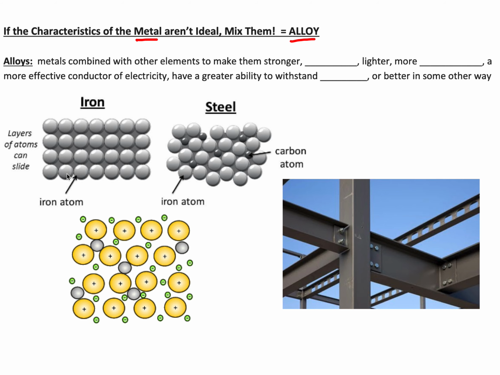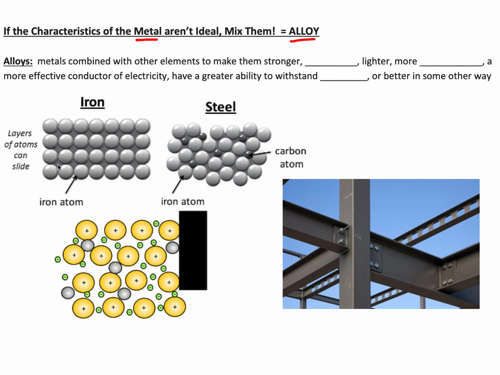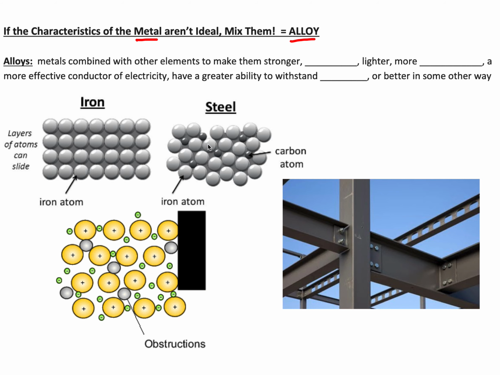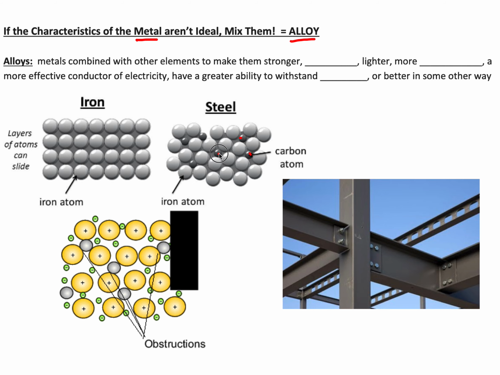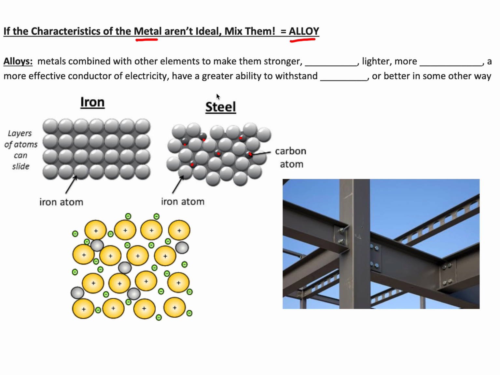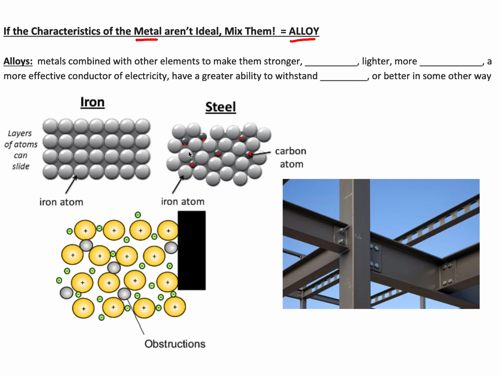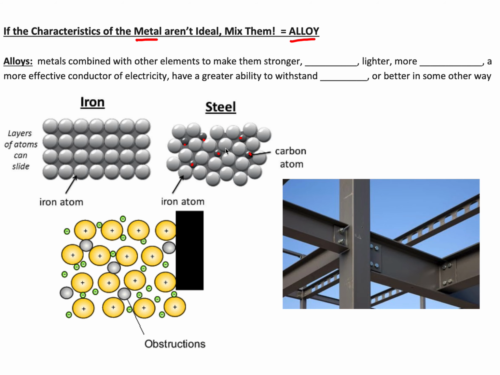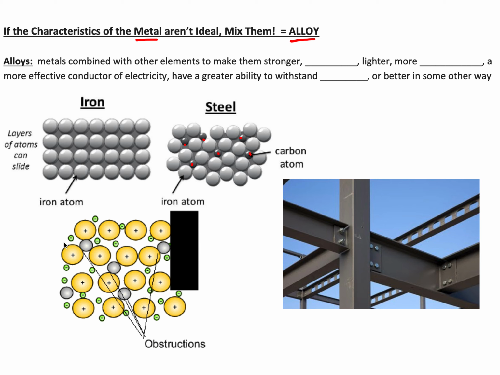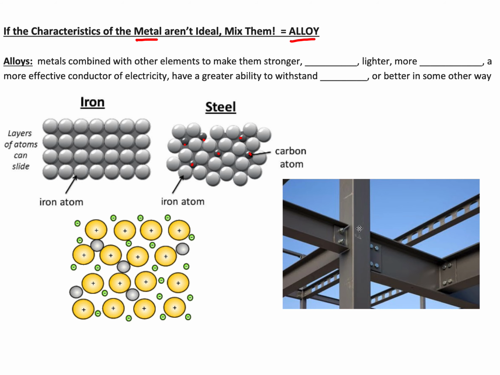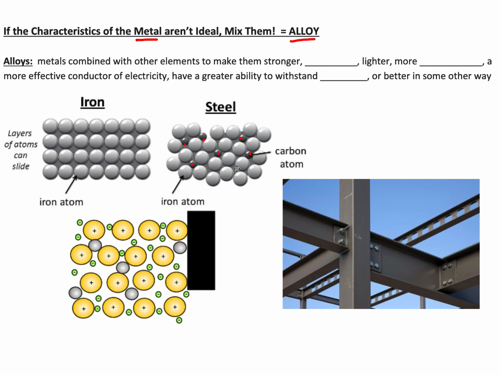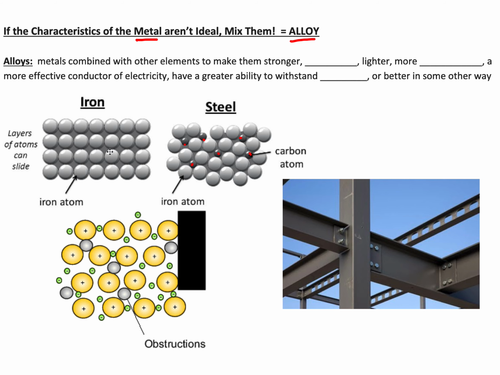Here's plain old iron. These are all iron atoms. This is steel. Steel is the iron atoms plus these little tiny carbons stuck in there. And they make it so that the atoms of iron can't move easily because those little carbon atoms kind of get them stuck in a certain location. The steel is much stronger than the iron because of those additional little carbon atoms.